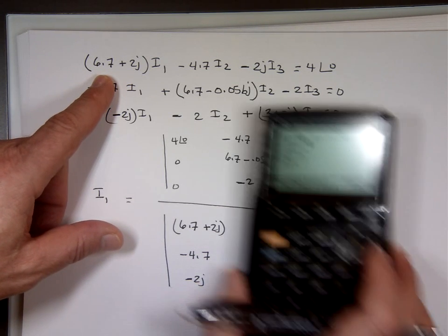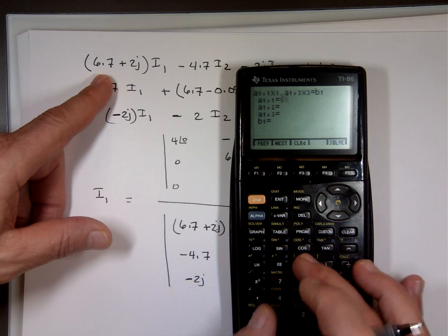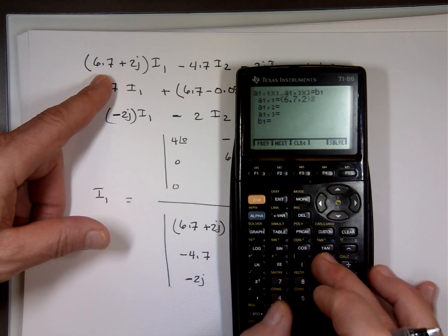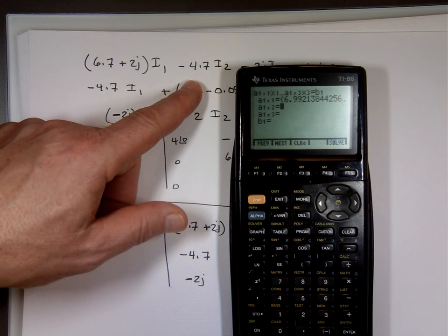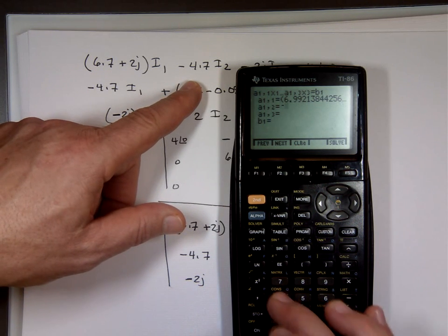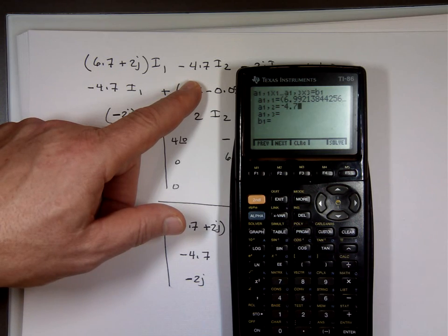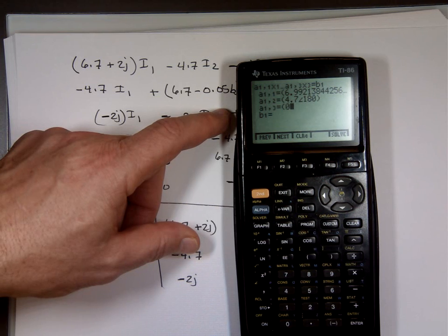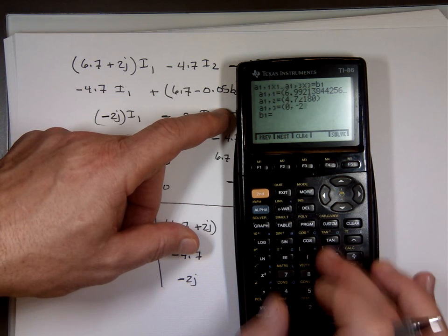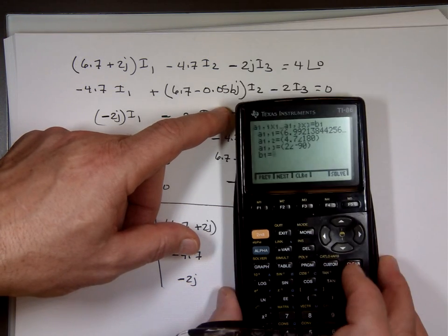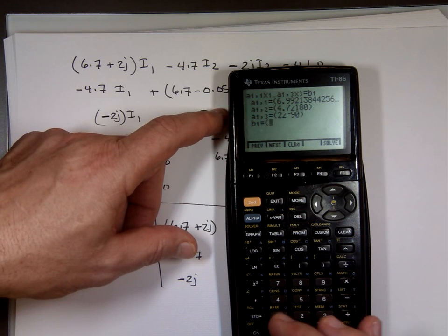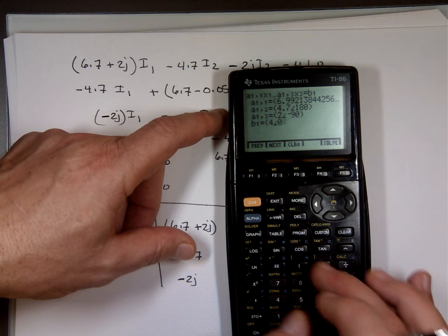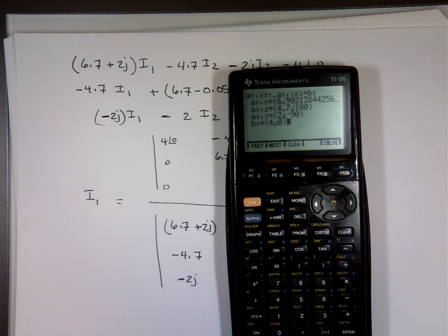6.7 comma 2. So for the first value, 6.7 comma the 2. I gotta write them that way. Next one, negative 4.7. There's no imaginary. Next one, negative 2j, 0 comma negative 2. Next one, the answer, 4 angle 0. I can mix and match modes. Doesn't care.